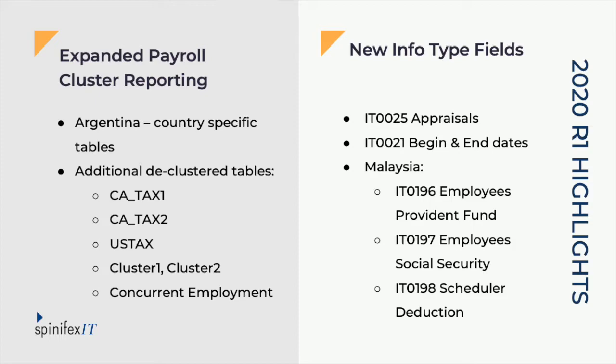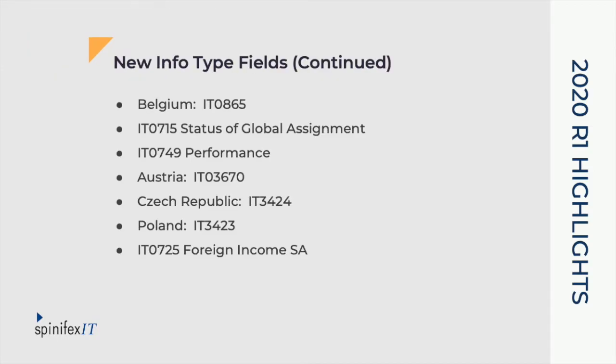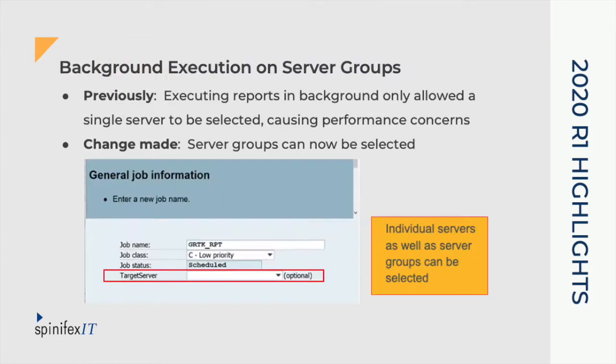As you can see noted here, we have expanded the list of declustered payroll results tables that you can include, along with some country tables for Argentina, more info types for Malaysia, and some new fields from info types 25 and 21. And continuing here with the list of new info type fields, I'll give you a moment to glance through this list. Now let's move on to some enhanced functionality that's being added to the product.